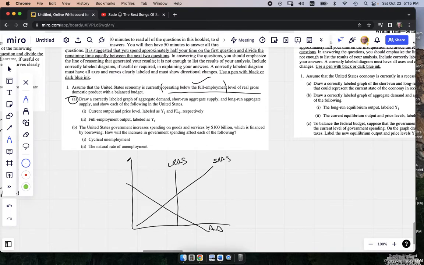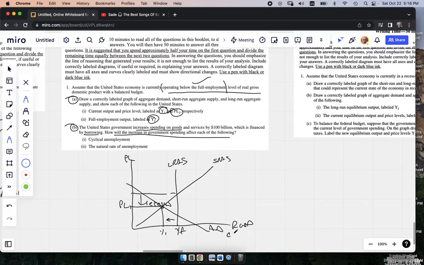All right, aggregate demand, price level, real GDP, and I know that's PL1, Y1. What a surprise. Y1, PL1, YF. Output's gone down. Price level's gone down. This is definitely our recessionary gap. We're all golden. Then they say the United States government increases spending on goods and services, which is financed by borrowing. How will the increase in government spending?